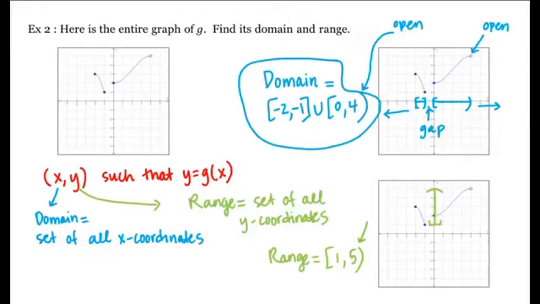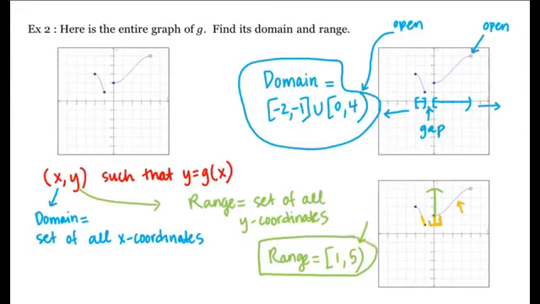Now, sometimes students get confused and they won't include this bottom portion here because they're only looking at this piece of the graph. But aren't these y values here y-coordinates for points over here? So they are y-coordinates for points on our graph. So we include the entire interval from 1 up to 5. So this is our range here.